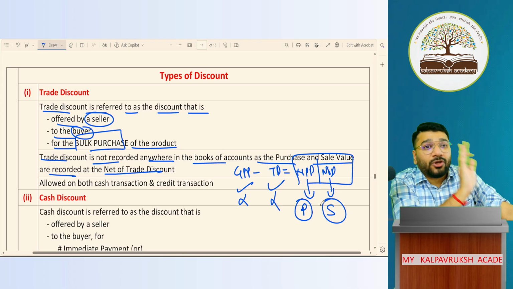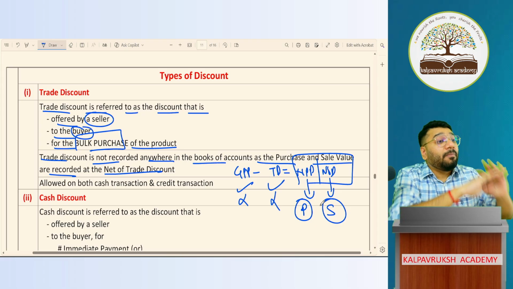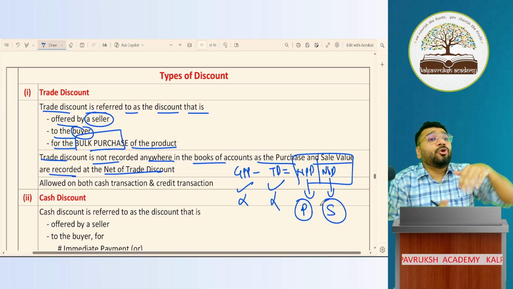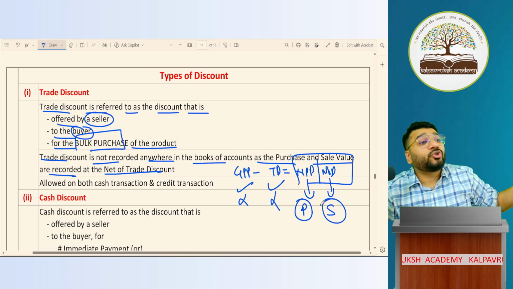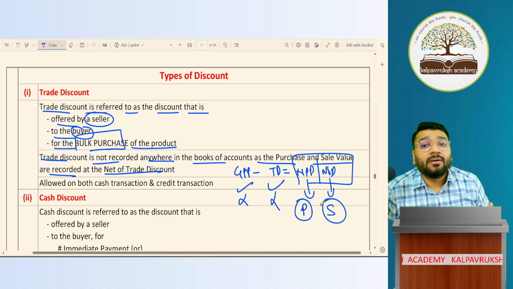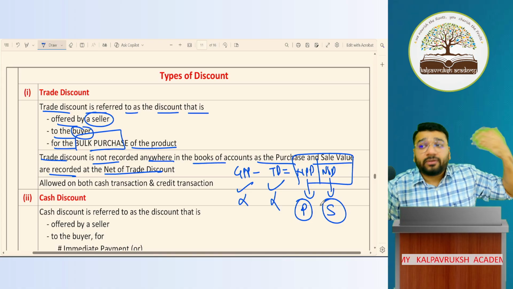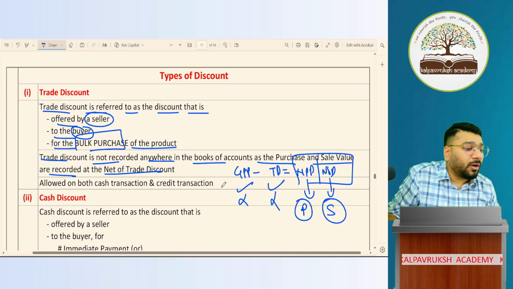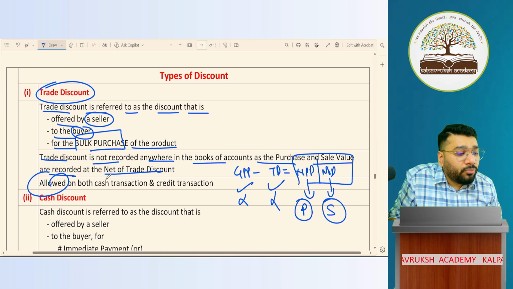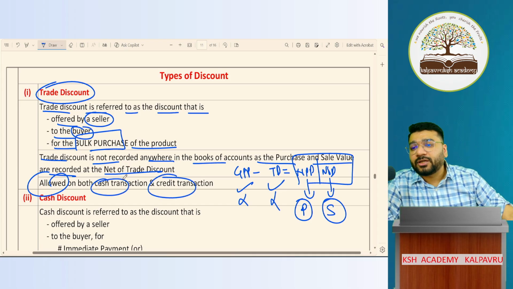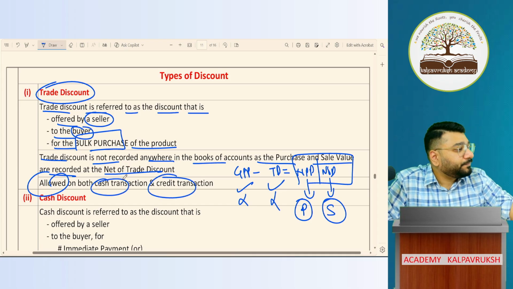Sorry, cash purchase or credit purchase. It is depending on the bulk purchase. Bulk purchase I can do by paying cash also or by getting the goods on credit also. So it does not matter there. So what is important here? Bulk purchase is important. Whether it is a cash or credit transaction does not matter. Got it, not got it? So trade discount is allowed on both cash transaction and credit transaction. Okay, not okay. Clear? Okay.